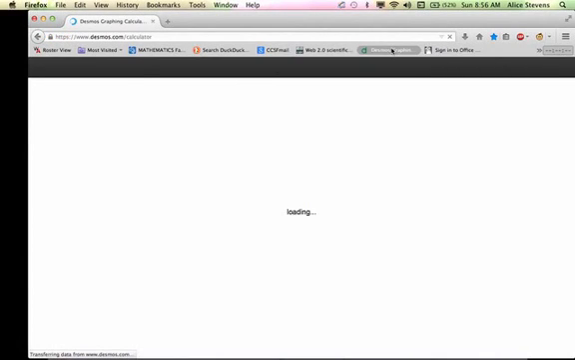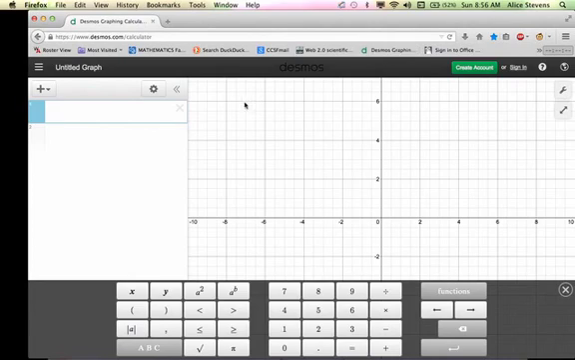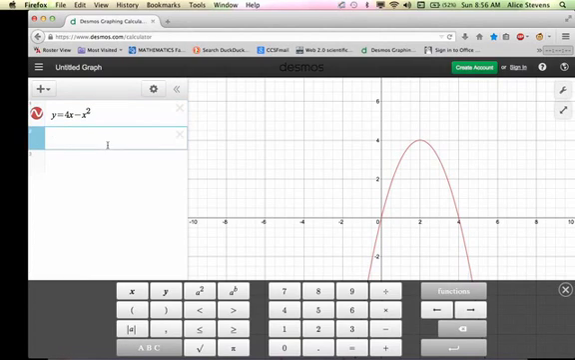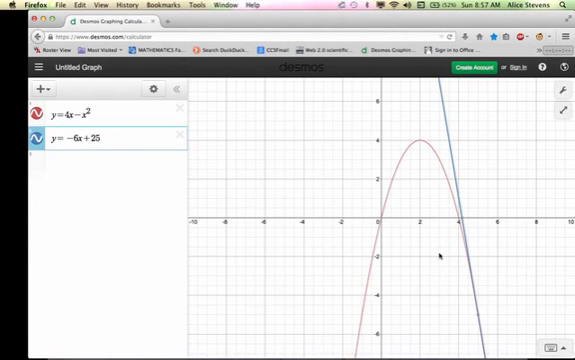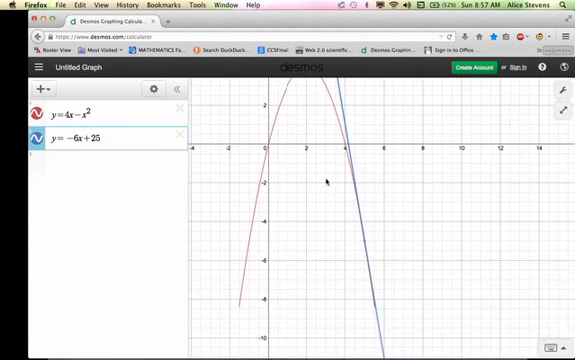I'm going to go to Desmos. That's the website that I gave you guys in Insight. So let's just graph 4x minus x squared. And I'm going to graph the tangent line, negative 6x plus 25. And I just want to see if this looks correct.